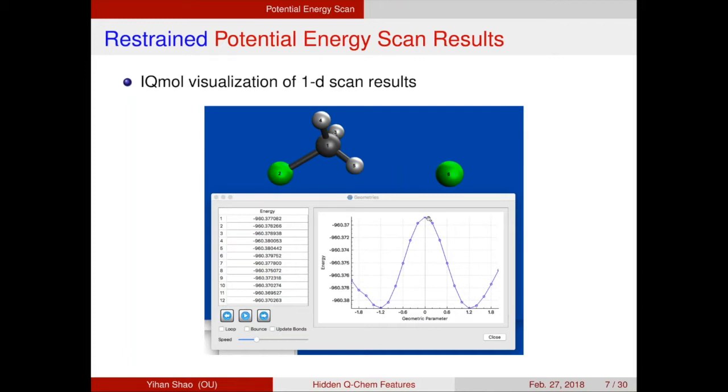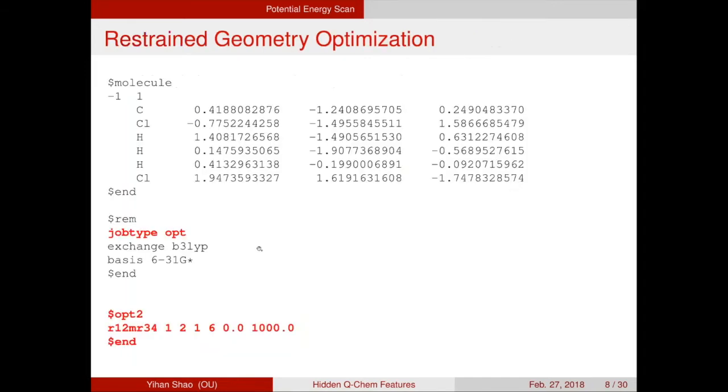And so if we don't want to do the entire planar scan, say I just want to get the middle point, we can just do a single restrained geometry optimization. And the way we do that is to change the job type to opt, and then we use the opt2 section to do the geometry constraint, a restraint. So we have R12 minus R34, the four atoms associated with this restraint, the current value for the restraint, and the force constant. So this will be a single geometry optimization with a restraint.